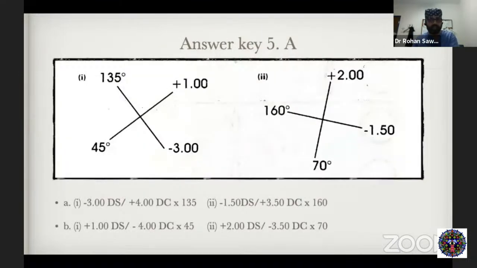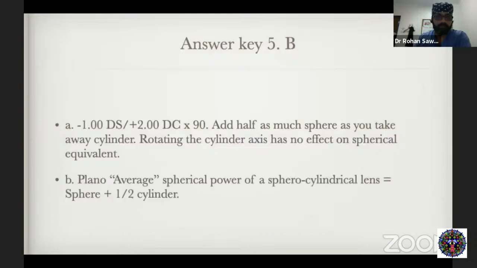The first one, just to check if anyone wants to note it down. The top bit is the plus cylinder. Bottom bit is the minus cylinder bit. I'll just hold it for a few seconds, then we can go on to the next answer key. So add half as much sphere and you take away cylinder. That's the whole point in making sure that the spherical equivalent is not affected. And again, it's sphere plus half a cylinder.